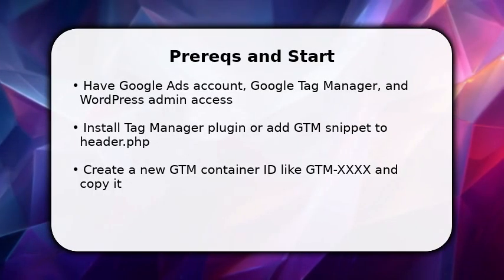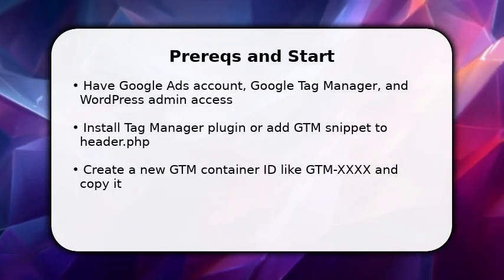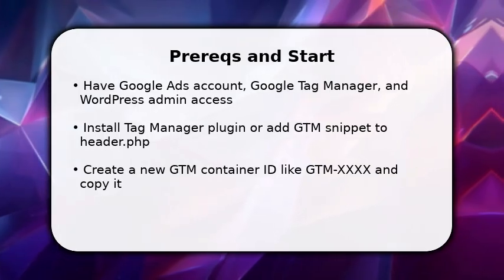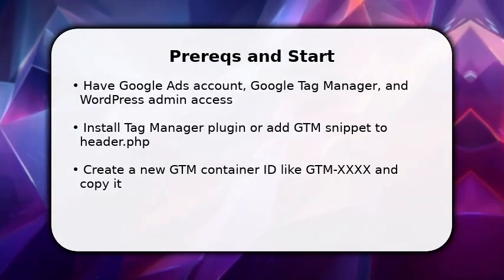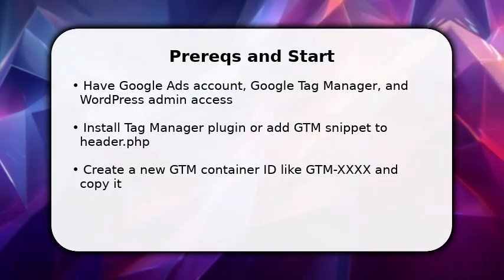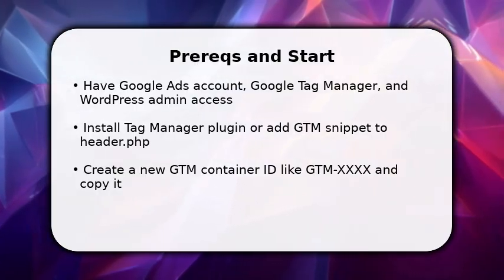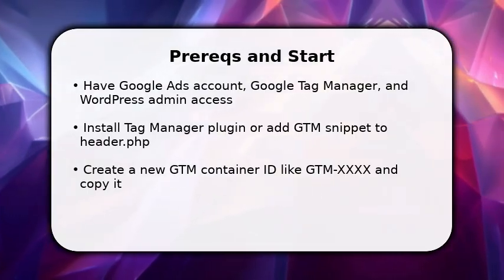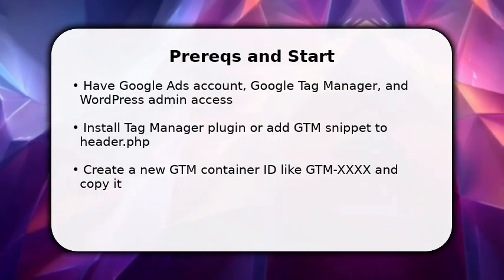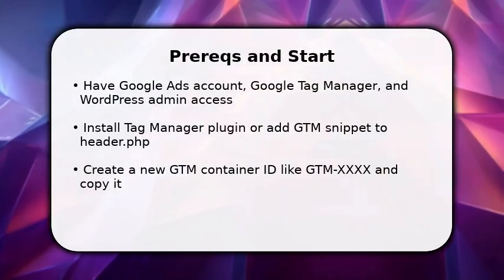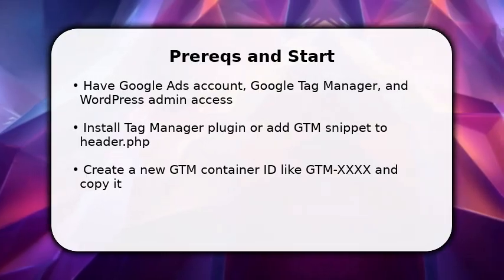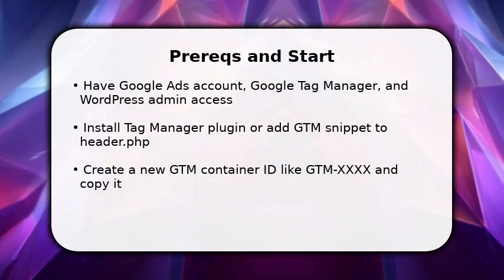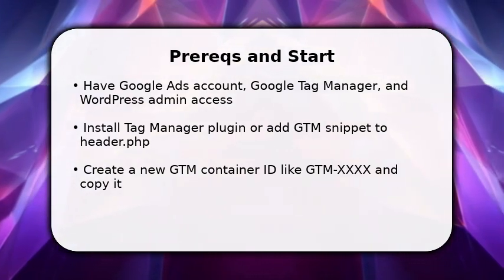You need 3 things now: Google Ads, Google Tag Manager, and WordPress admin. First, create a GTM container and copy the ID. This lets you deploy tags centrally. Once done, install a GTM plugin or paste the snippet into your theme header so your site can receive tags. This is the foundation. You're enabling tracking and ad conversions. Make sure to verify the container appears in GTM preview mode so you can test before proceeding to tag setup.